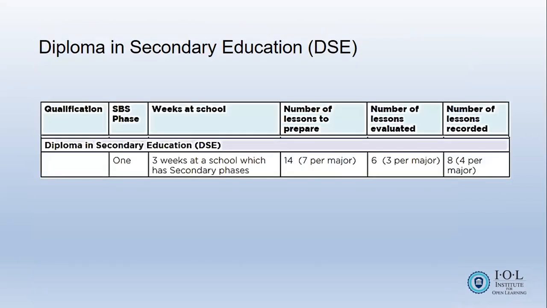Then we move to the Diploma of Education, Secondary Education, DSE. There we have phase 1 with 3 weeks at the school, and I say for this particular secondary phase, you need to go to a school which has a secondary phase. Then we see you have a number of lessons, which is 14, and the number of lessons to be evaluated is 6. And the number of lessons that are recorded is 8.